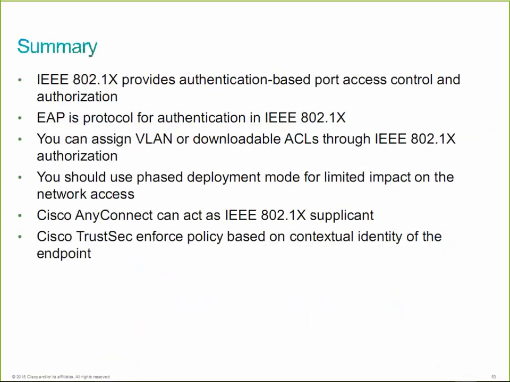We talked about 802.1x, what it provides, authentication-based port access control and authorization. We talked a little bit about the Extensible Authentication Protocol. We talked about downloadable ACLs and dynamic VLAN assignments through our authorization profiles. How we should use a phased deployment mode to limit the impact of our lack of understanding and lack of knowledge about how to implement 802.1x initially, so we don't break our network. We talked about the use of AnyConnect and how we can use that as our supplicant.